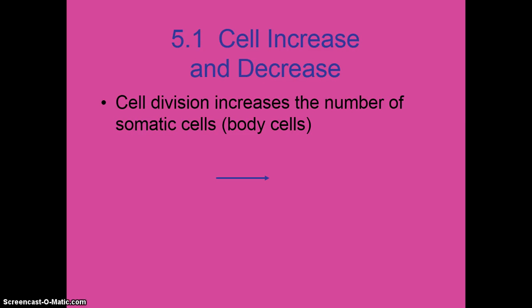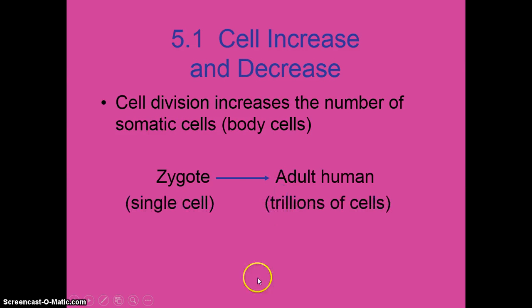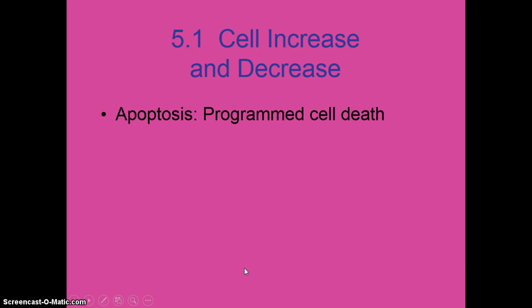Cell division increases the number of somatic cells. This word somatic cells is another word for body cells, which means every cell in your body except for sperm and egg cells being developed. So from the time you go from a zygote, which is a fertilized egg, to an adult human, you increase in your number of body cells or somatic cells. So a zygote is a single cell, and you have trillions of cells as an adult human.